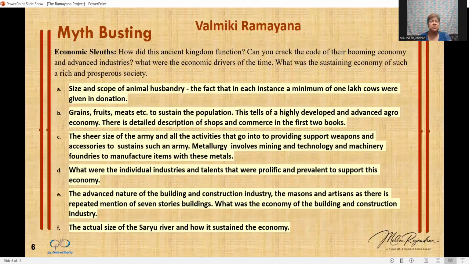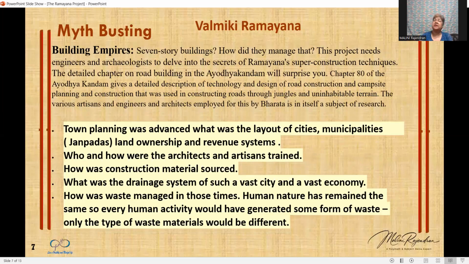And as we know, down history, all great civilizations have thrived on river banks. So, what was the actual size of the Saryu River, and what was the river economy, and how did the Saryu River sustain this economy? That is a point of research. And then empires were built.